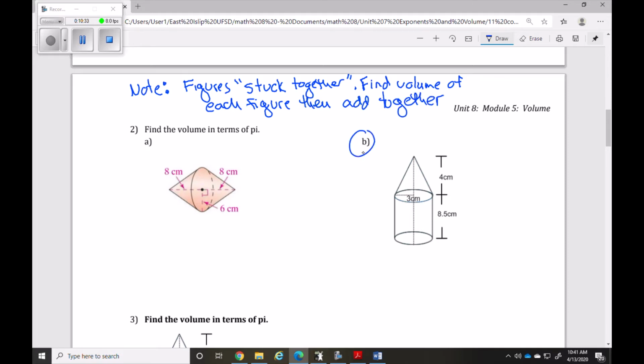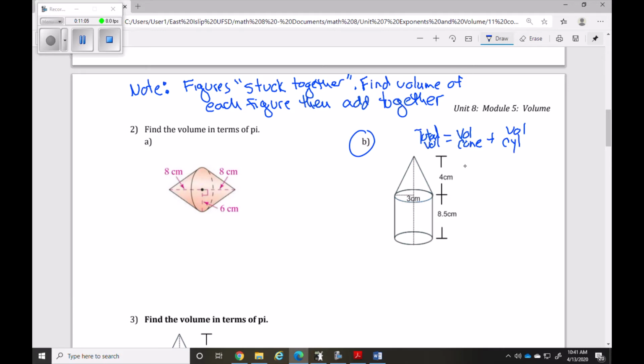So I'm going to do B with you. You can do A on your own when the video is over. This will help us practice to find the volume of a cone and the volume of a cylinder. So I want to do the volume of the cone plus the volume of the cylinder. That's how I'll get my final answer. The total volume would equal the volume of the cone plus the volume of the cylinder.